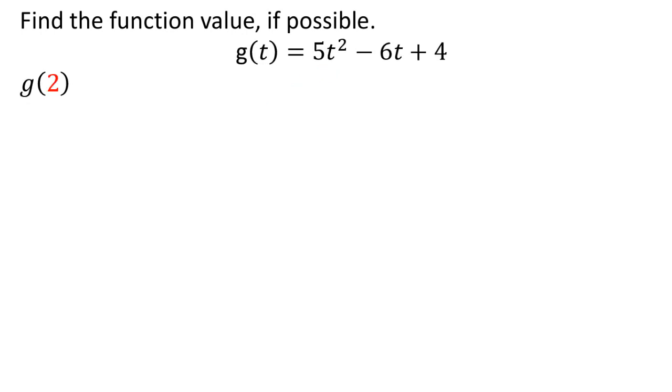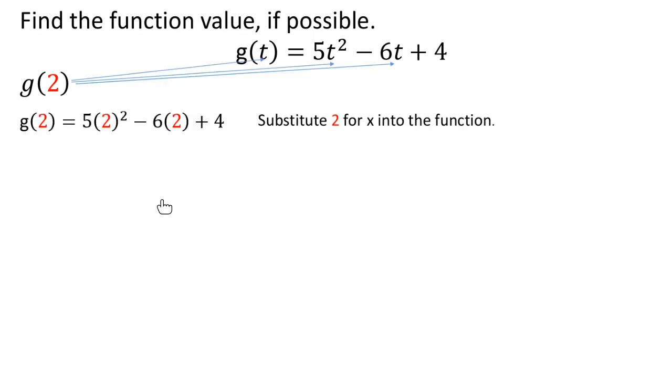Okay. Find the function value if possible. Here we have g(t) is equal to 5t squared minus 6t plus 4. What this means is, again, don't be scared. This is just the name, but everywhere I see t, I'm going to plug in 2. So let's go ahead and do that. So I have 5 times (2) squared. Again, let's make sure that we put parentheses because we have a square, minus 6 times 2 plus 4.